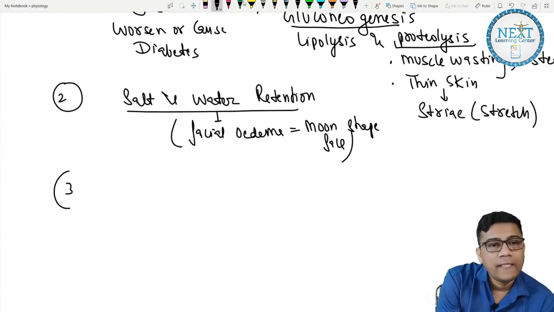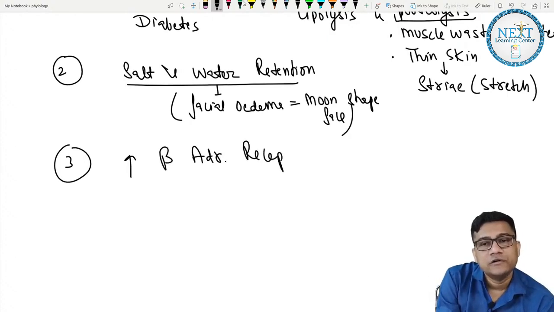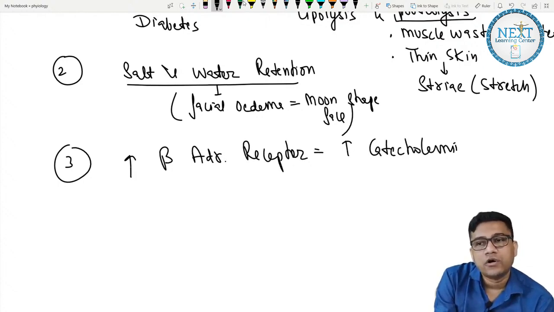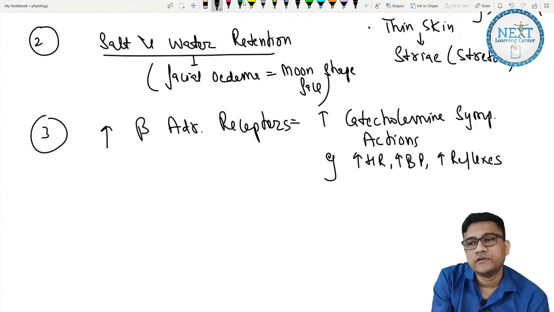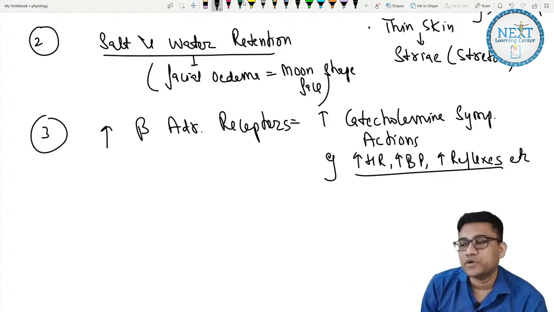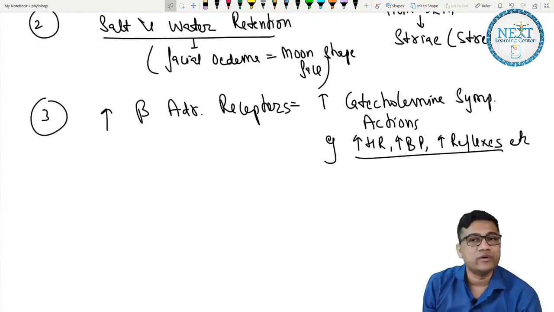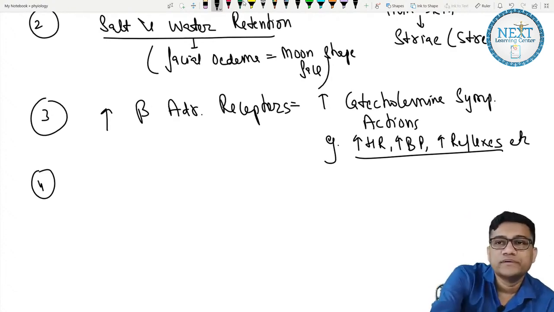Okay, fine. Number 3, it increases beta adrenergic receptors which cause increase in catecholamine sympathetic actions. So with the beta receptor, that is why, for example, increase heart rate, increase BP, increase reflexes, etc. So they all are possible because glucocorticoid increases the sympathetic response. Are you clear? They increase the sympathetic response. And number 4, they are going to also do what?